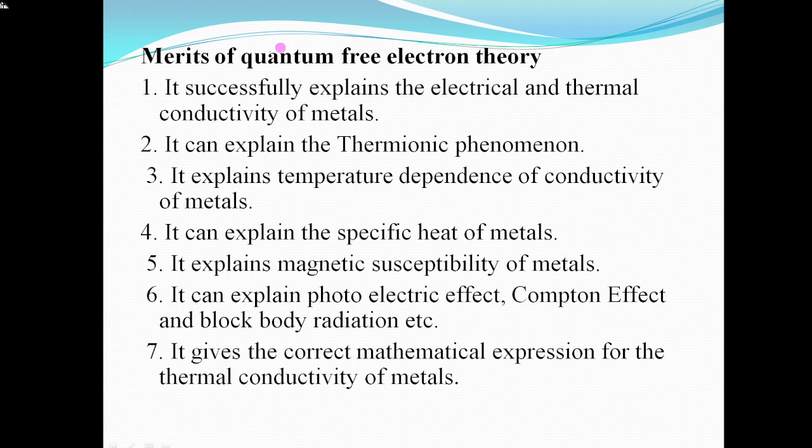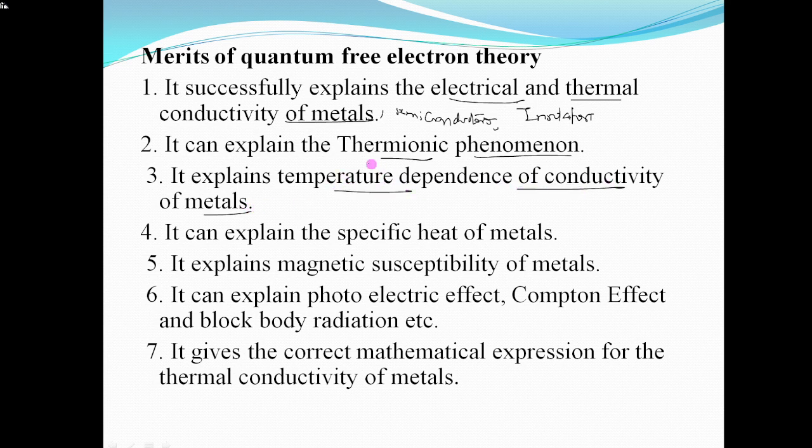Now we'll see the merits of quantum free electron theory. So see here, all the demerits of classical mechanics were explained by quantum free electron theory. So it can explain electrical and thermal conductivities of metals, and it can also explain electrical and thermal conductivities of semiconductors. It can explain not only metals, it can explain semiconductors, and it can also explain insulators. Next, it can explain the ionic phenomenon. Next, it can explain temperature dependence of conductivity of metals.